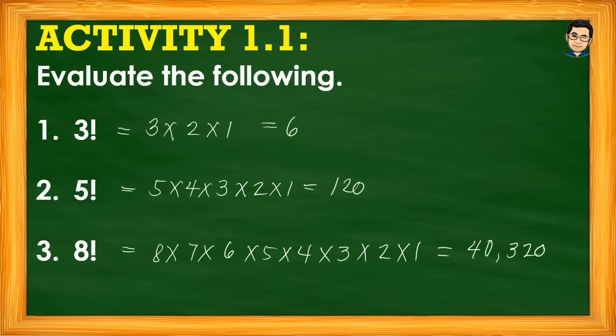Sir, paano po nakuha ang 40,320? Again, we'll just multiply 8 times 7 times 6 up to 1. So, ang makukuha po nating product is 40,320.